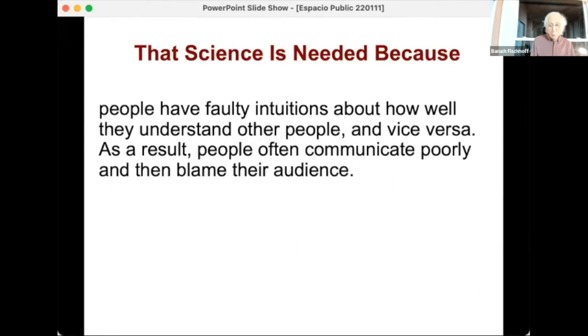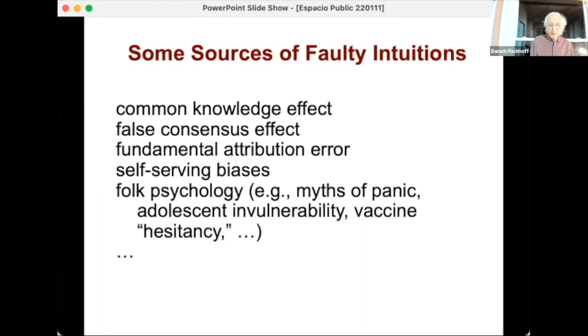We need a scientific approach to communication because people, that's all of us, have faulty intuitions about how well they understand other people, and vice versa, that is, how well other people understand them. As a result, people often communicate poorly and then blame their audience. Much of social psychology, which some of you may have taken, is built around corollaries of this general observation. Here are some of the effects you might have learned in a social psychology 101 course, as it would be called in this country.